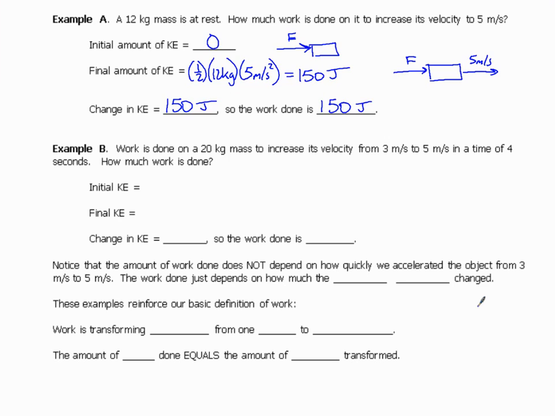Example B, work is done on a 20 kilogram mass to increase its velocity from 3 meters per second to 5 meters per second in a time of 4 seconds. How much work is done? So here's the basis of what's happening. Here's my 20 kilogram mass. It's moving at 3 meters per second. The work is done on it, and then it's moving at 5 meters per second.